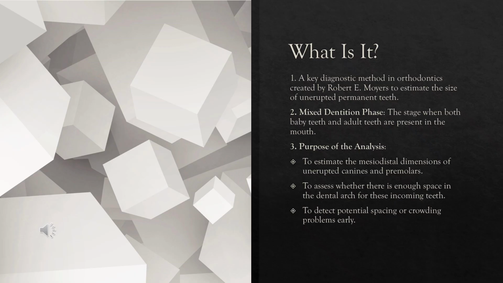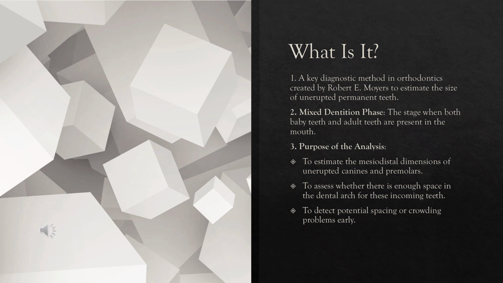Okay, so what is Moyers mixed dentition analysis? This is a method developed by Dr. Robert E. Moyers, and it is widely used in orthodontics. The main goal is to predict the size of permanent canines and premolars before they erupt. We usually use this analysis during the mixed dentition phase, which is when both baby teeth and adult teeth are present in the mouth, typically between age 6 and 12.